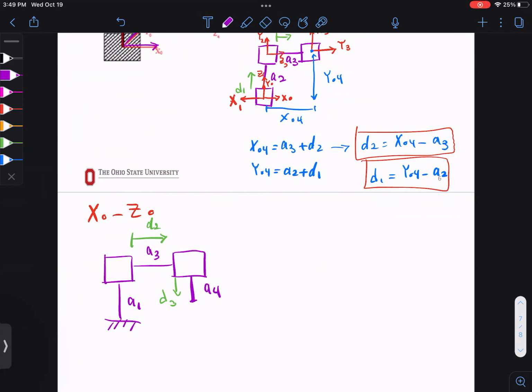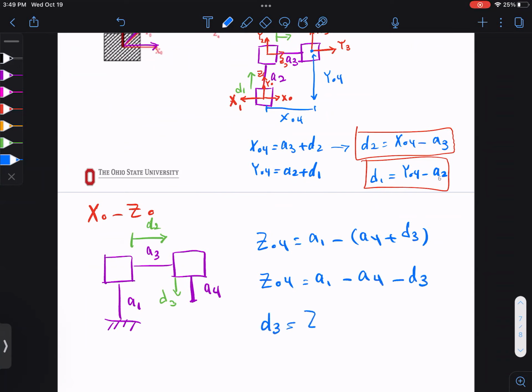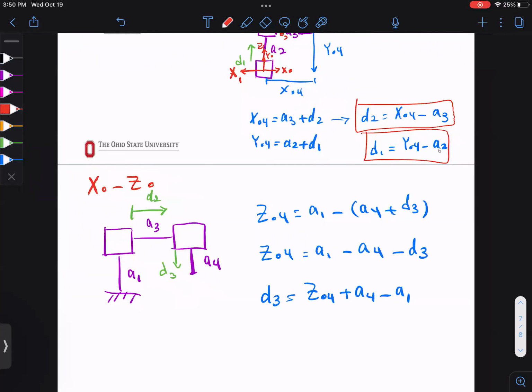And then I'm going to write the other relationship. So Z04 is A1 plus D3. Make sure this is correct. So Z04 is A1, negative A4, negative D3. So D3 is Z04 plus A4 minus A1, correct? That's the third relationship. So we have all of that.